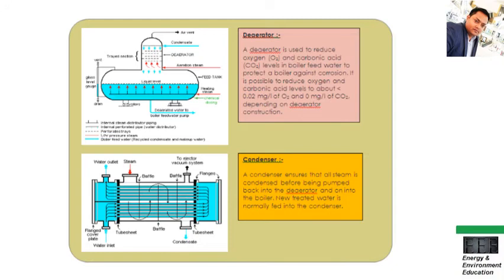Also the condenser is important. The condenser ensures that all steam is condensed before being pumped back into the deaerator and on into the boiler. So this is also an important component which you must understand and remember, friends. So they may ask you to explain these two different components along with other components which I have explained to you in the last slides, friends. So all these components are equally important.